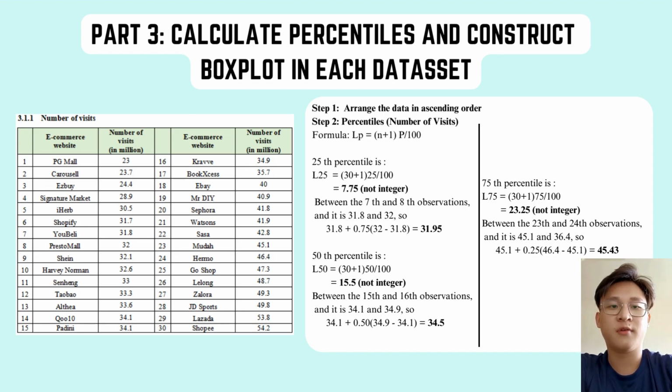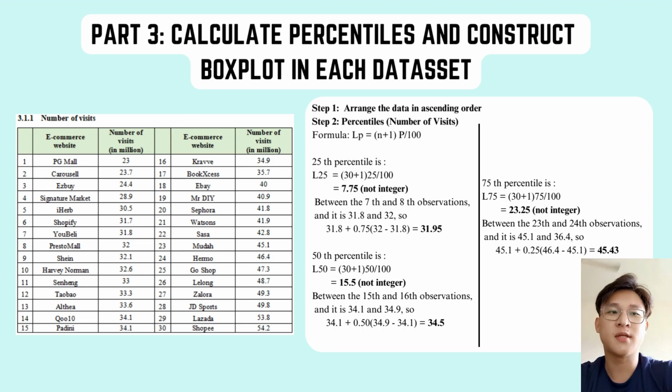Next, for the 50th percentile, we also use (30 plus 1) times 50 divided by 100, and we get 15.5. 15.5 is also not an integer because it is between two data points. So we use 34.1 plus 0.5 times (34.9 minus 34.1), and we get the answer 34.5.